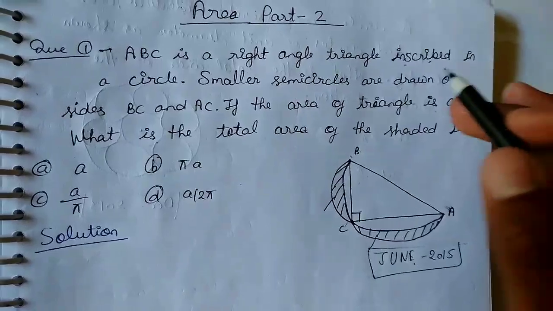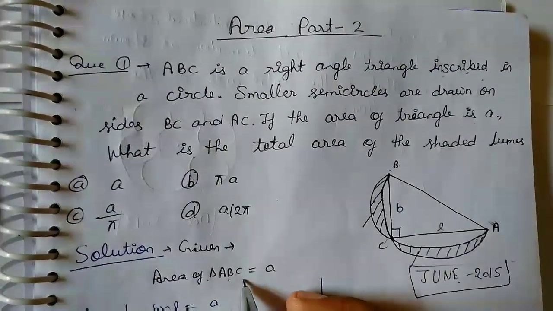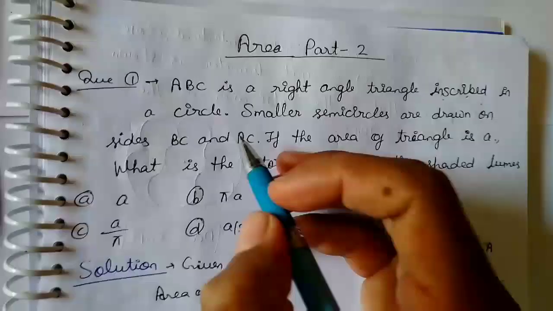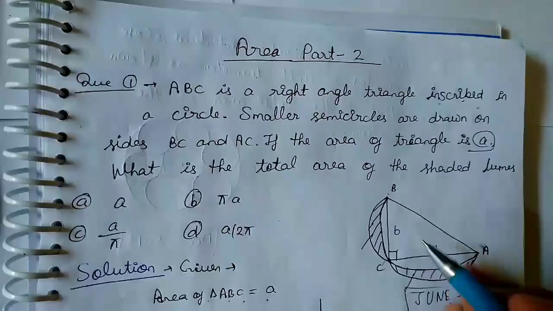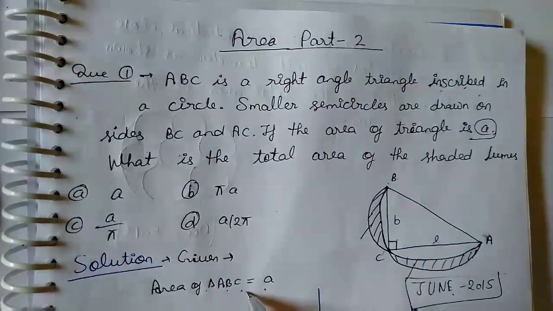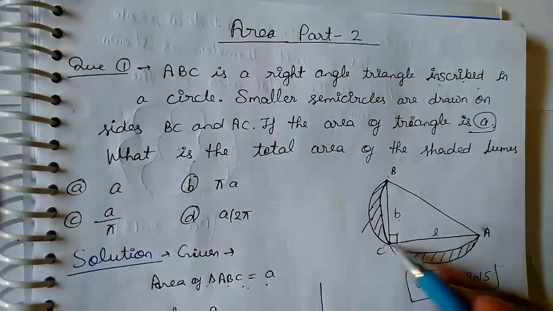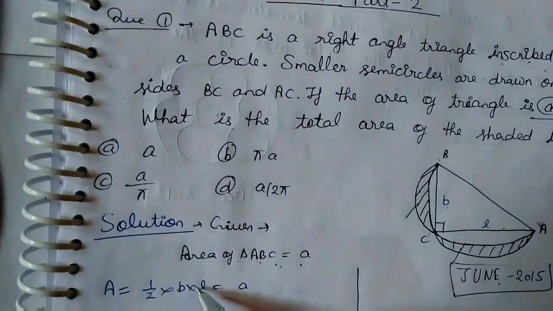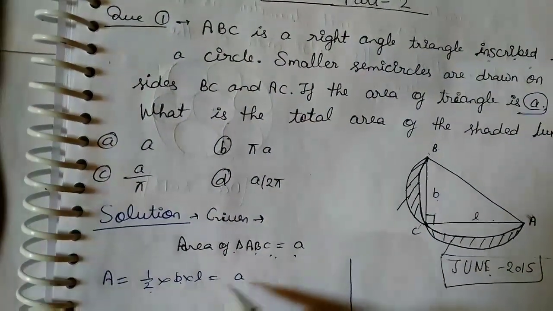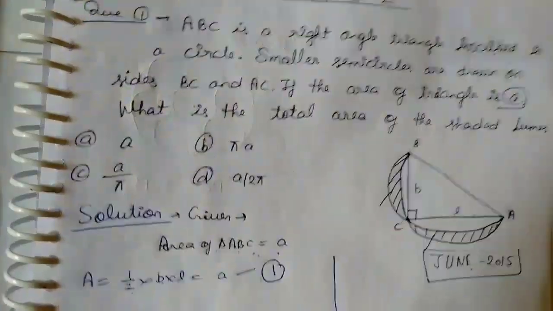So first of all, what is given? Given is the area of triangle ABC, that is A. Now suppose that this height is b and this base is l. The area of the triangle is 1 by 2 b into l, and this is equal to A. So suppose this is equation A.